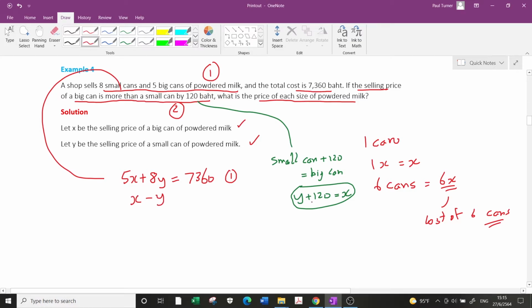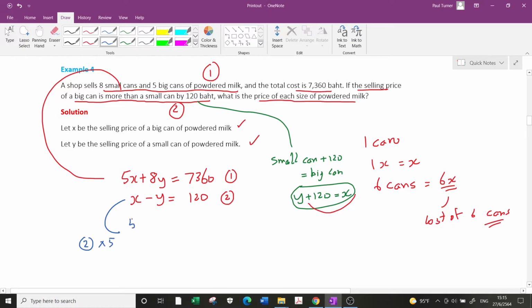So just put the y on the other side. So x minus y equals 120. So that's your second equation here. So I'm thinking in this one, we should multiply this equation by 5. So equation 2, we'll multiply that by 5.